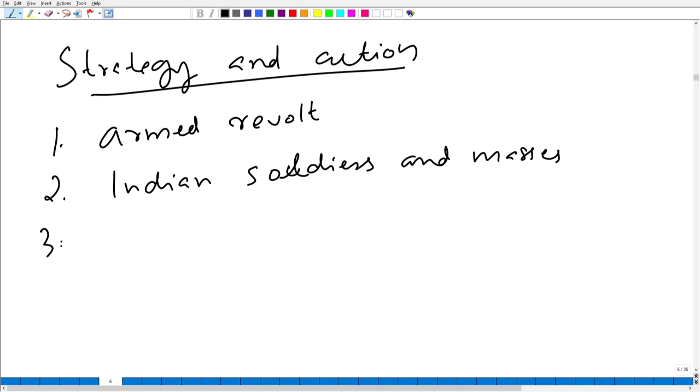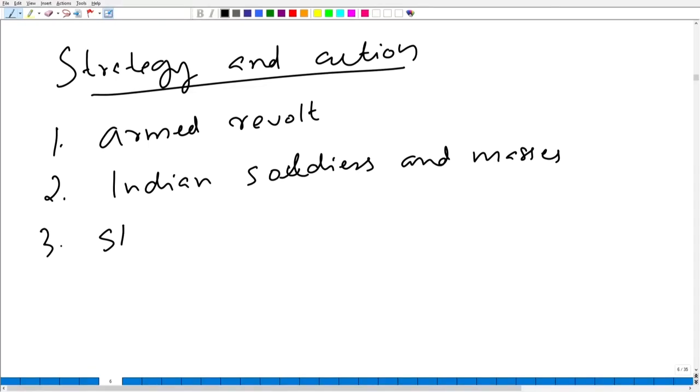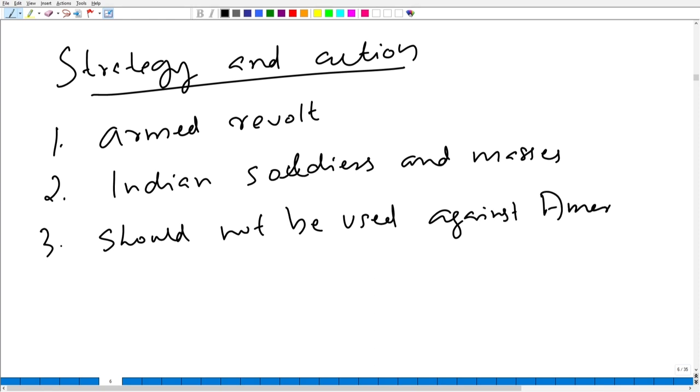Thirdly, they opined that the freedom available in the United States of America should not be used against America, but fully against Britain.